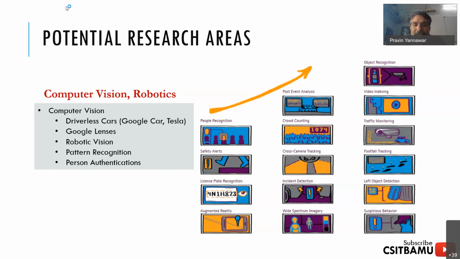One good example you can come up with is computer vision. You can look at driverless cars as one of the examples, right? There are many different companies altogether that are coming into driverless cars. One of the best examples is the Google car, or you can take a car by Tesla.